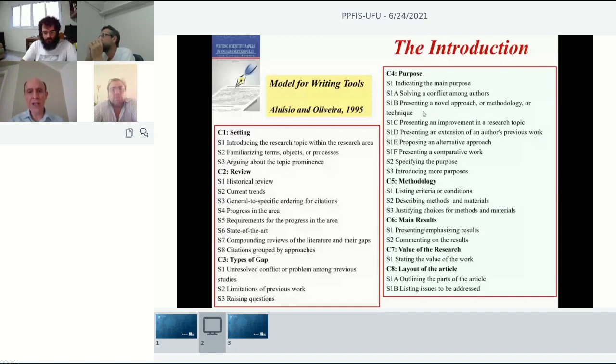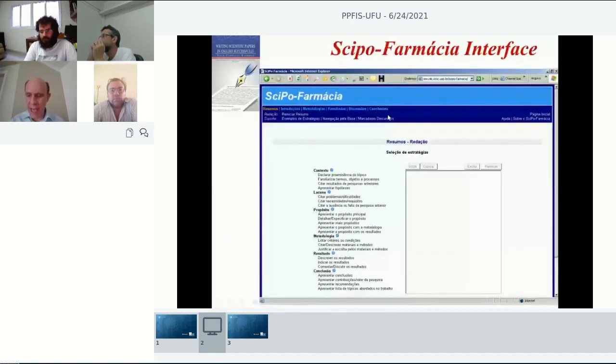As I mentioned, there is a place where you find the components and strategies of all sections in a paper. So summary or abstract, introduction, methodology, results, discussion, and conclusions. There's one interface in English, one interface in Portuguese, then you can choose. For every single one, there is an explanation of what these components mean. This is for summary, for abstract. It is setting, gap, purpose, methodology, results, and conclusion. And in each case, you have the strategies as well.